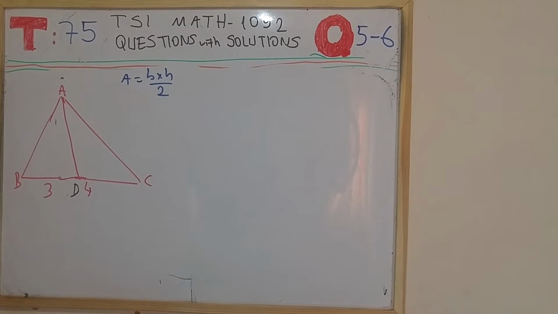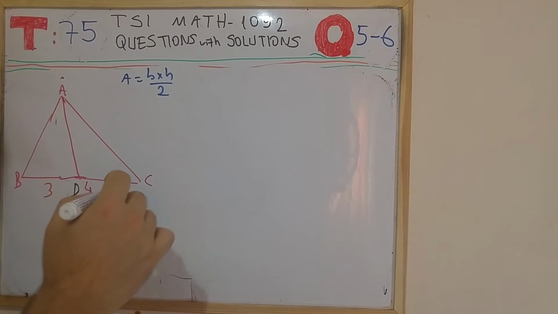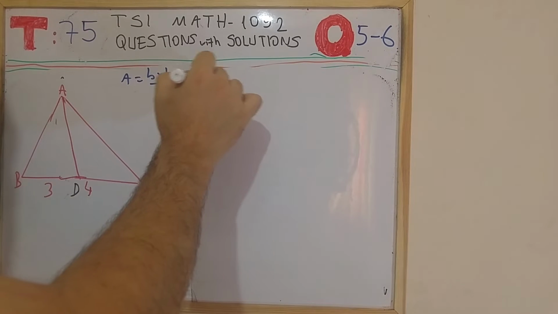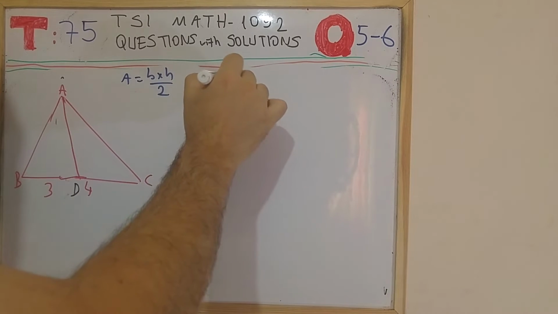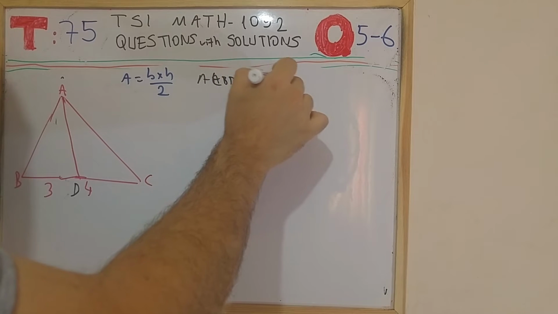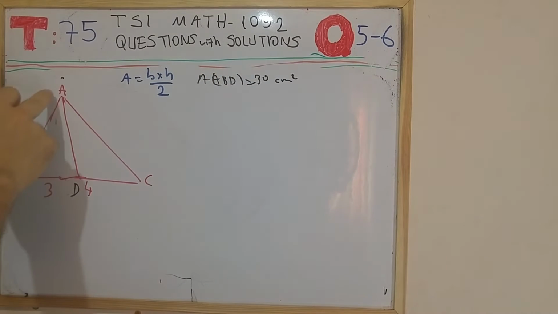Questions number 5 and 6 together, since we have the same figure there. What we know about the question is that BD is equal to 3 and DC is equal to 4, and the area of triangle ABD is equal to 30 centimeter square.